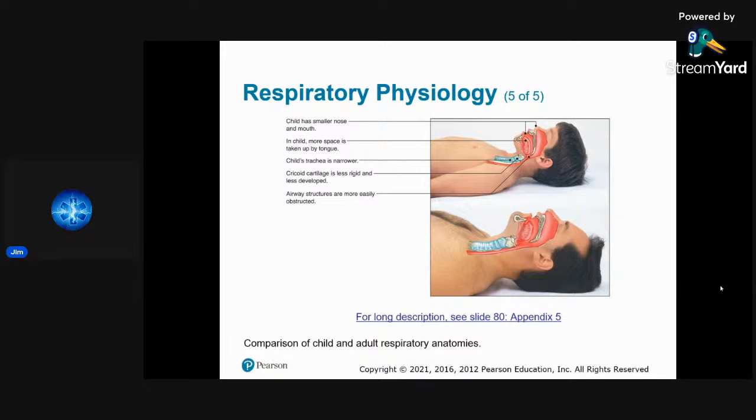Right? A child goes unresponsive for whatever reason. Their tongue relaxes, it'll slide back, and that big floppy tongue will cover up their little airway.